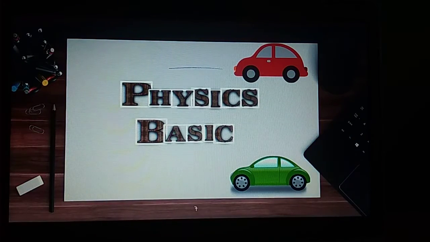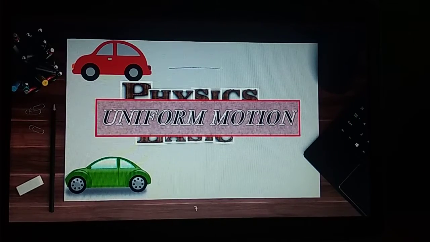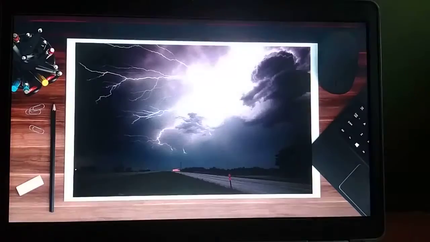Like this. These two cars are moving in uniform motion. Uniform motion means they travel the same distance in the same time interval, and they are moving in a straight line.